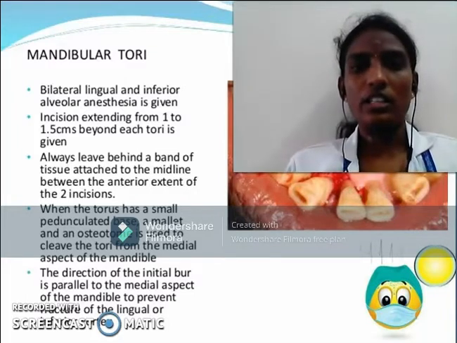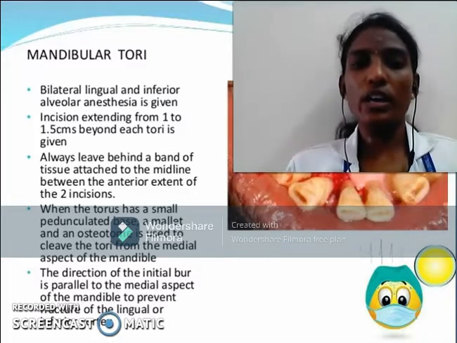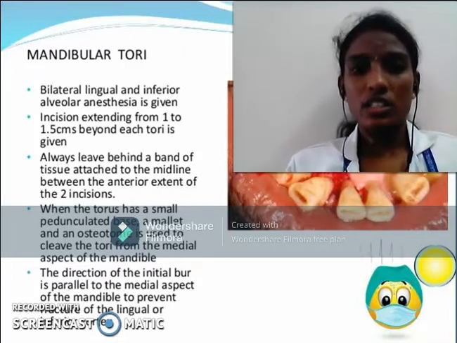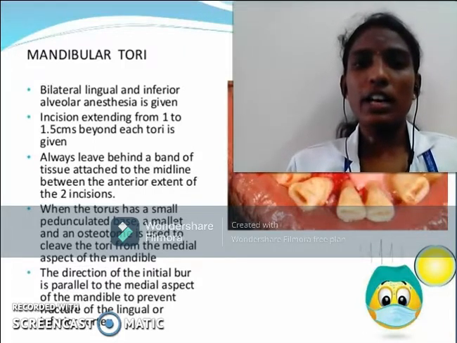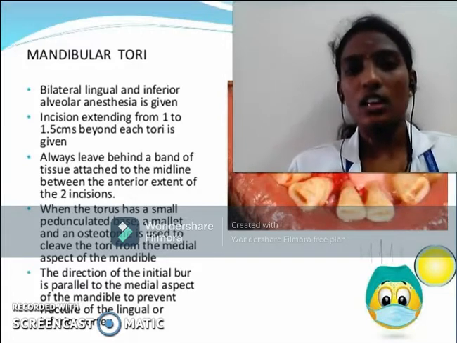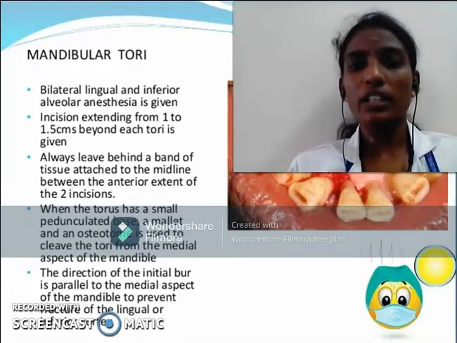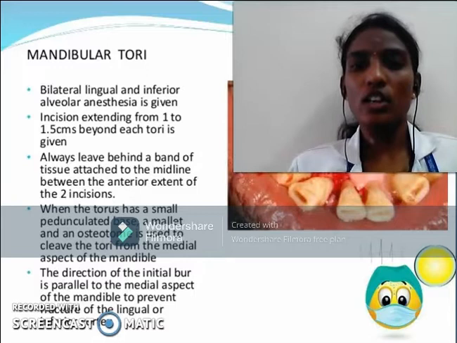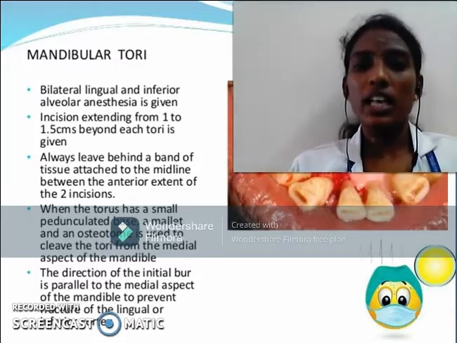Anesthesia is given. The incision is extended 1.5 mm beyond the tori. Always leave behind a band of tissue attached at the midline between the anterior extensions of the two incisors. When the torus has a small pedunculated base, a mallet and osteotome are used to cleave the torus from the medial aspect of the mandible.